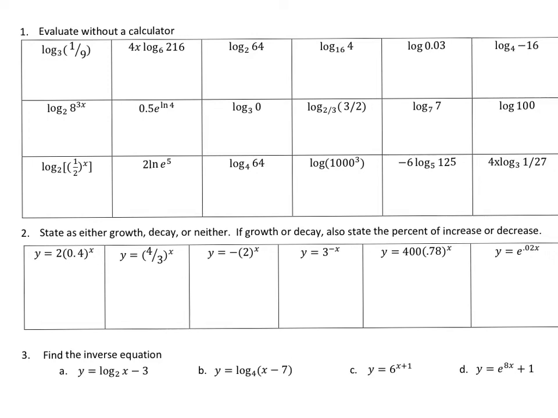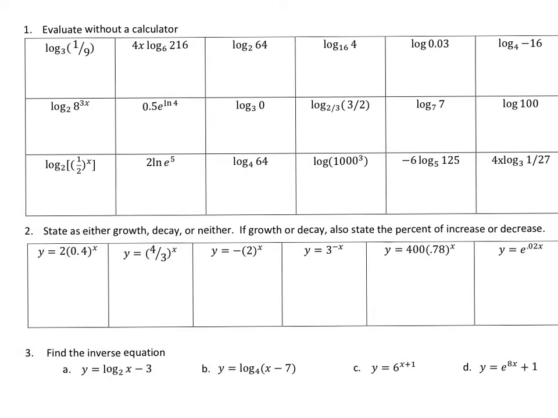All right, this is your review B for the logarithms chapter 6. First set of things are evaluate the logs without a calculator. So the log base 3 of 1/9. It's asking you 3 to what power equals 1/9, which is -2.